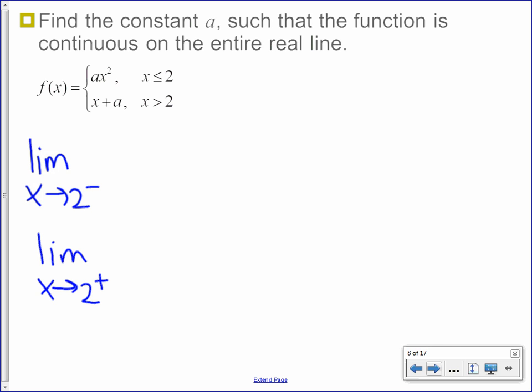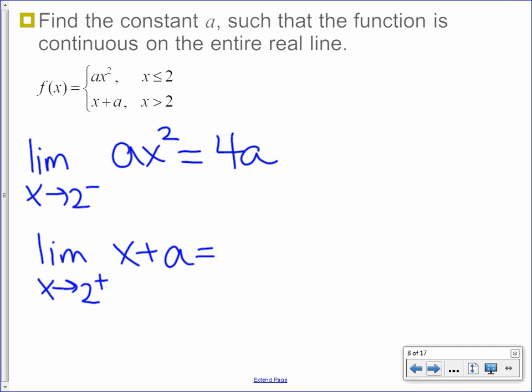So the left hand limit, we would need to use what? Ax squared. And what would that limit be? 4a. Okay. The limit as x approaches 2 from the right, we're going to use this piece, x plus a. And that would give us 2 plus a. What needs to be true about these two limits? They need to be the same. So 4a needs to equal 2 plus a. Which means a is 2/3.